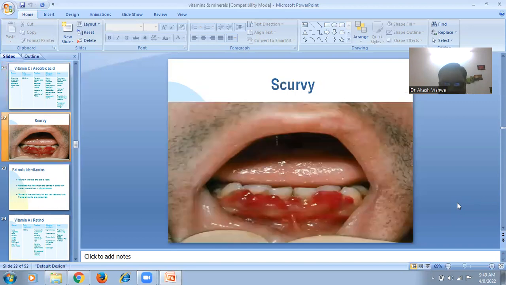So this is the diagram of scurvy, what you can see. Okay, so we have the diagram of scurvy here. We can see properly the swollen gums, and there is redness also in the gums. So it could be a serious condition.